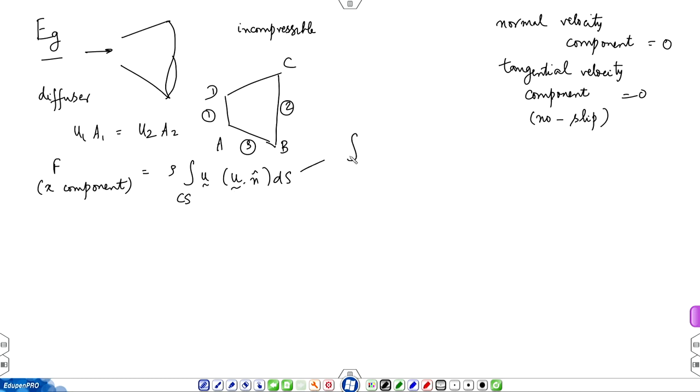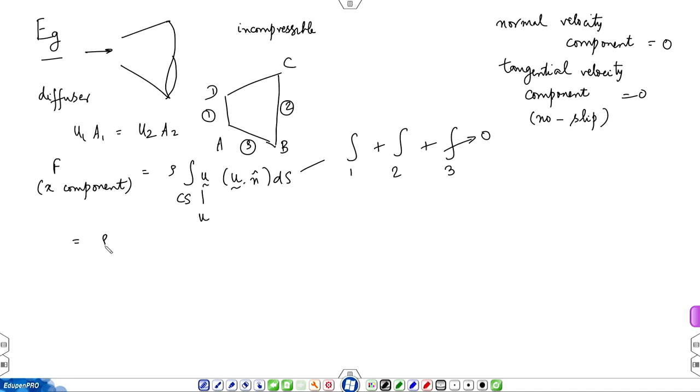Just remember, you split into individual surfaces, right. Cs is split into 1, 2 and 3, and 3 anyway is 0. So, it comes down to 1 and 2. This u vector is replaced by component u, and u dot n will be minus u1 on the left plane and plus u2 on the right plane, and the areas are A1 and A2.